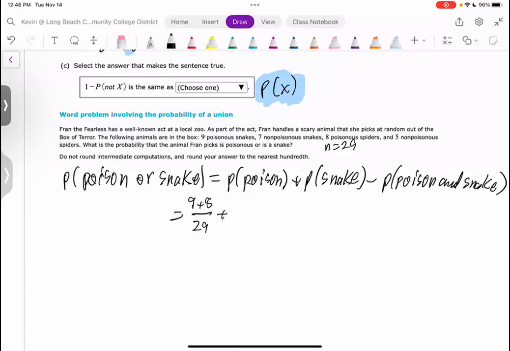How many snakes are there? That's going to be the 9 plus the 7 over 29. Now, do you see I have a 9 in both of those? That's the overlap that I'm talking about. So what we need to do is subtract off any poisonous snakes because we've counted them 2 times. And this should give us our total.